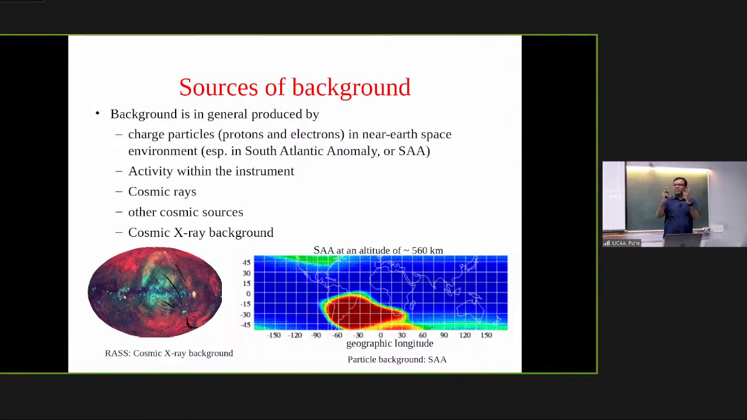And in the field of view, if you are not able to distinguish different sources, you are observing a very bright source, but then in the field of view there will be other faint sources, and those will also contribute to background.